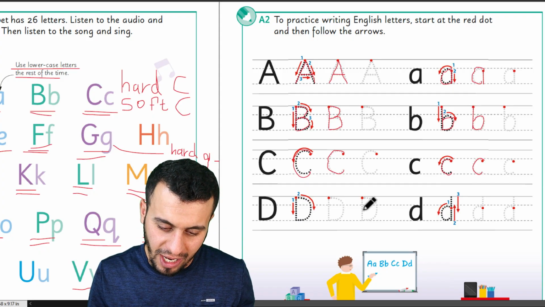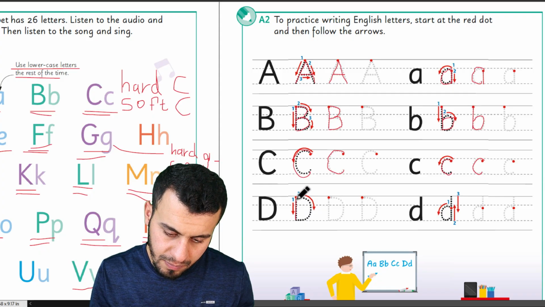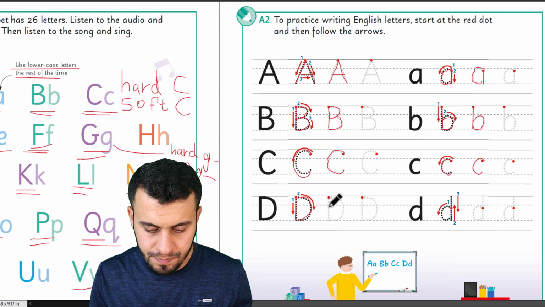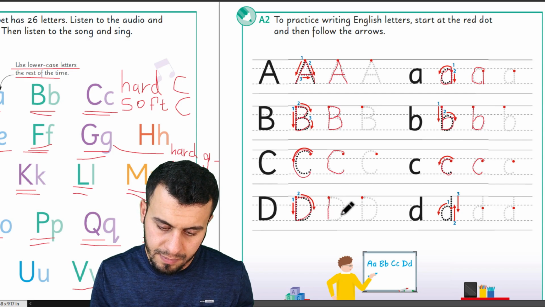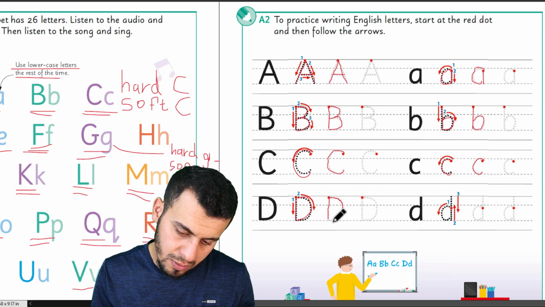That's it. Okay, letter D. We come down. 1, 2. 1. We go down. 2.